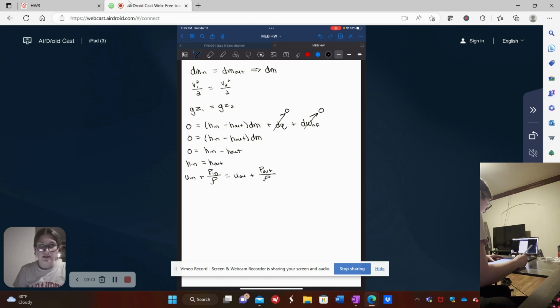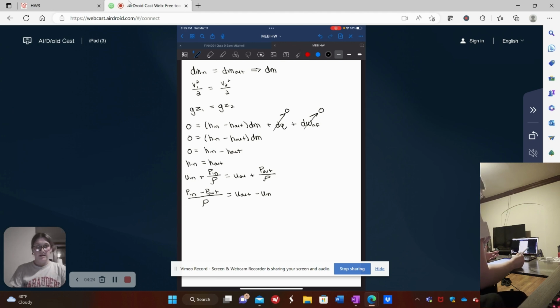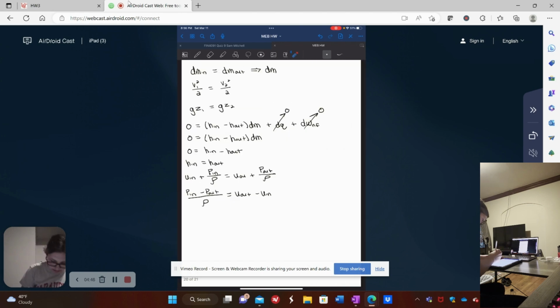And I'm using a common density since, as we talked about before, at a steady state, your density at your initial state and your final state is the same. And now we can go ahead and get our P over density values on one side of the equation and our internal energy values on one side of the equation. So we will have P in minus P out over density is equal to U out minus U in. So again, we see something very similar to what we saw in a previous problem. So if we go back here, we see that we had this U2 minus U1 is equal to CV times T2 minus T1, since when there is no phase change, internal energy is completely associated with temperature. So we can write this out.